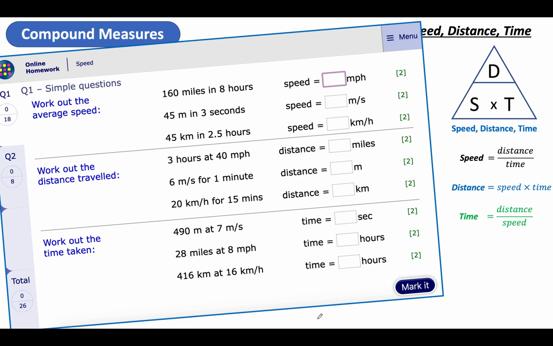Okay. On to the My Maths then. Log in, have a go. Most of these hopefully will be fairly straightforward. So that's miles and hours, miles per hour, meters, seconds, meters per second, and so on. This one, look, kilometers per hour and 15 minutes. So you'll need to change that to hours. So divide that by 60 to see what that is as hours. And just make sure that your units match. Okay. Right. All the best. Good luck.